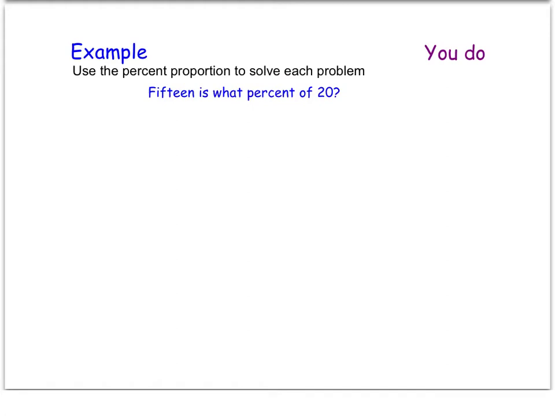All right, you do this one. Try the best you can. Don't just let me work it out. You try it, and then replay me when you're ready for the answer. So this says 15 is what percent of 20? So we're going to set up 15 over 20, part to whole, equals percent something over 100.